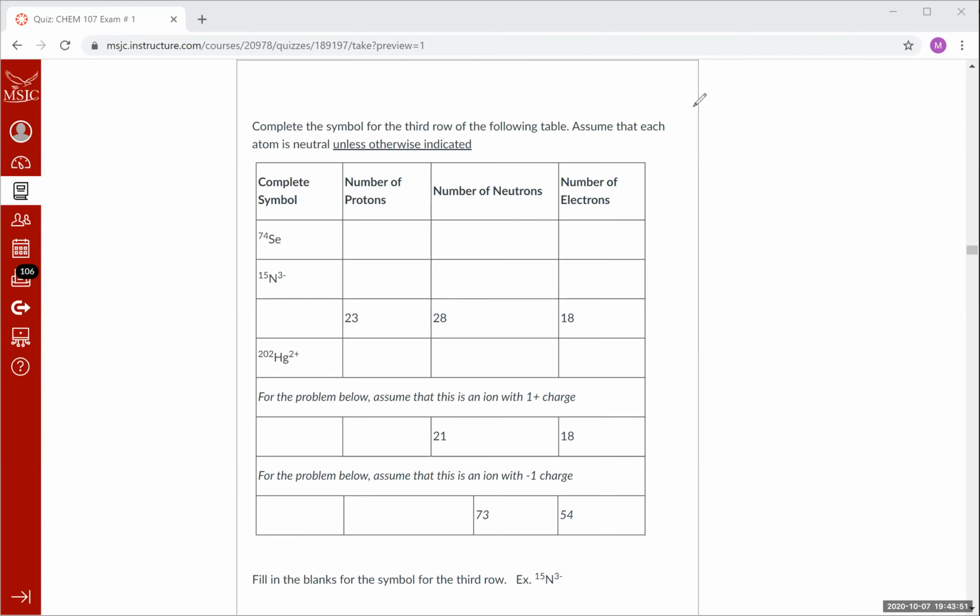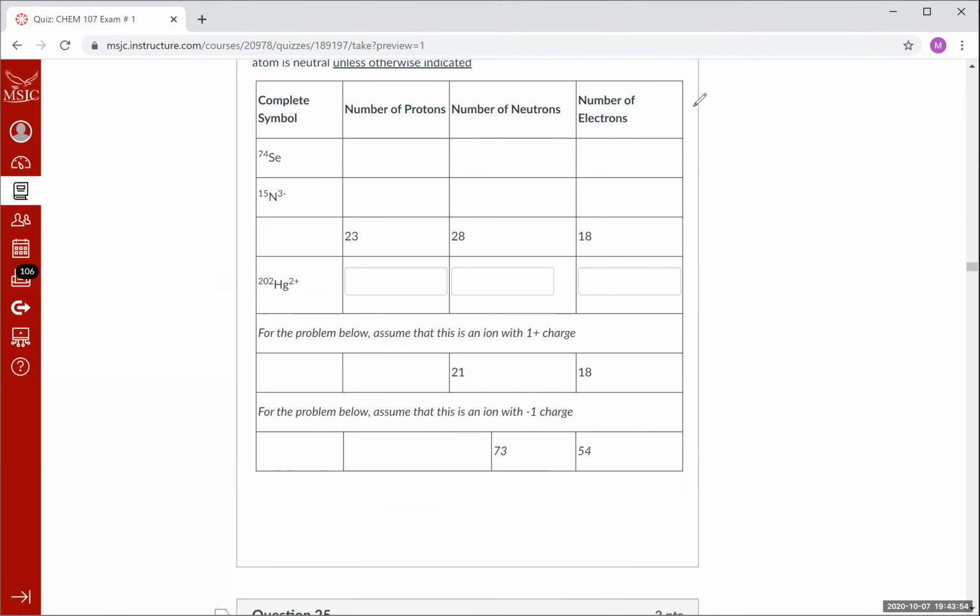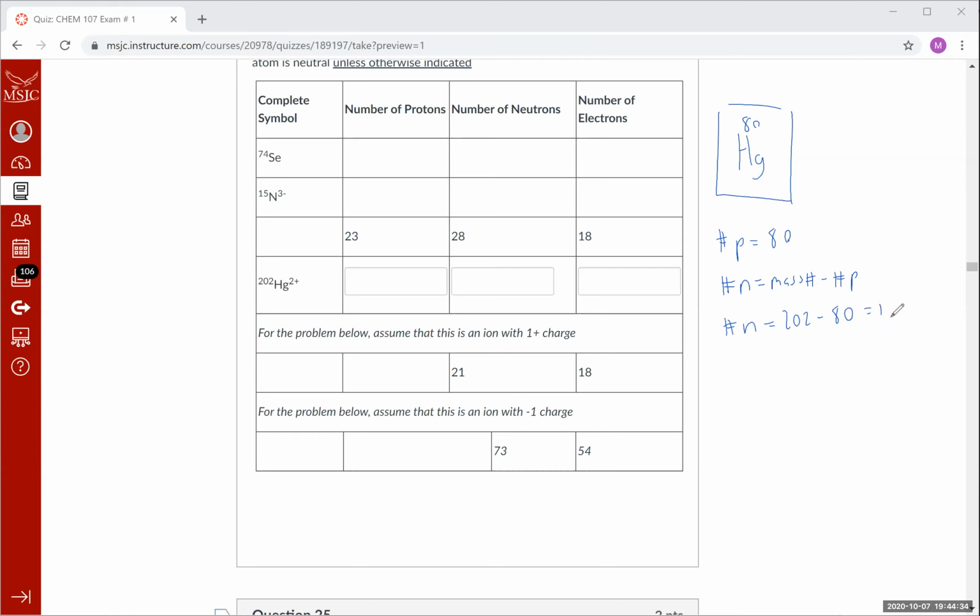Wonderful. So let's look at this next example where we have mercury 2 plus. First things first, we need to look up mercury in the periodic table. And what is the atomic number for mercury? 80. Yep. Okay, so we know that our number of protons is equal to 80. Our number of neutrons is equal to the mass number minus the number of protons. So for our number of neutrons, we have a mass number of 202 minus 80 protons. That gives us 122 neutrons.